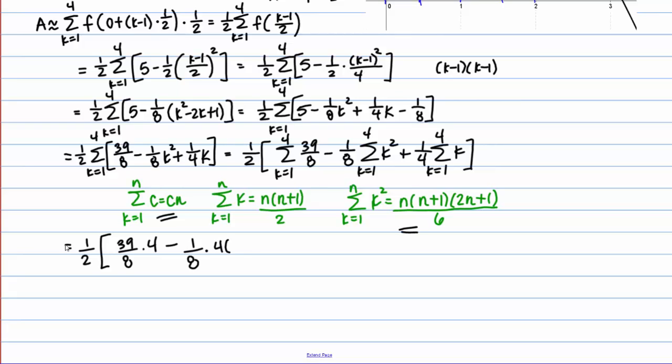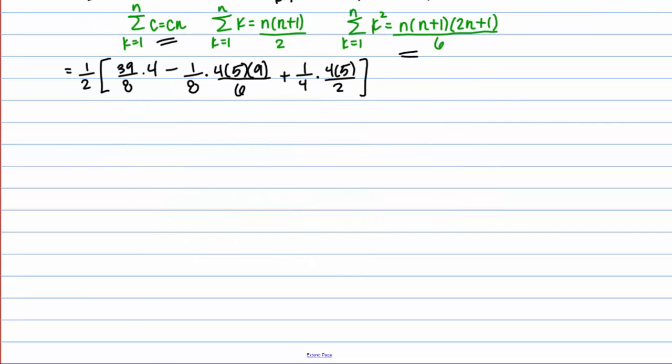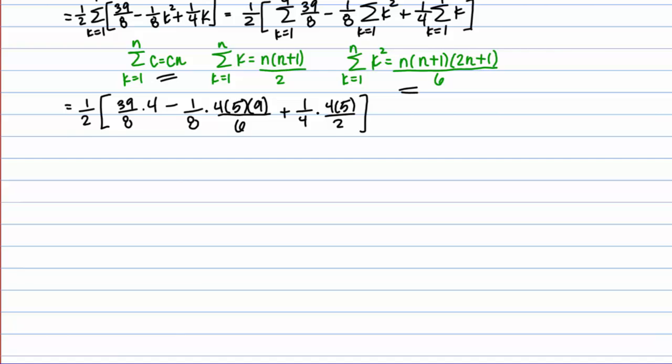Gives me 4 times 4 plus 1, which is 5, times 2 times 4 plus 1, which is 9, over 6, plus 1/4 times the sum of k. Okay, so here's my k formula. It's n times n plus 1, so that's 4 times 5 over 2. Now we have this big, nasty expression, but all you're going to do is plug and chug into your calculator, and if you're careful, you should get 9.125 for your final answer there.